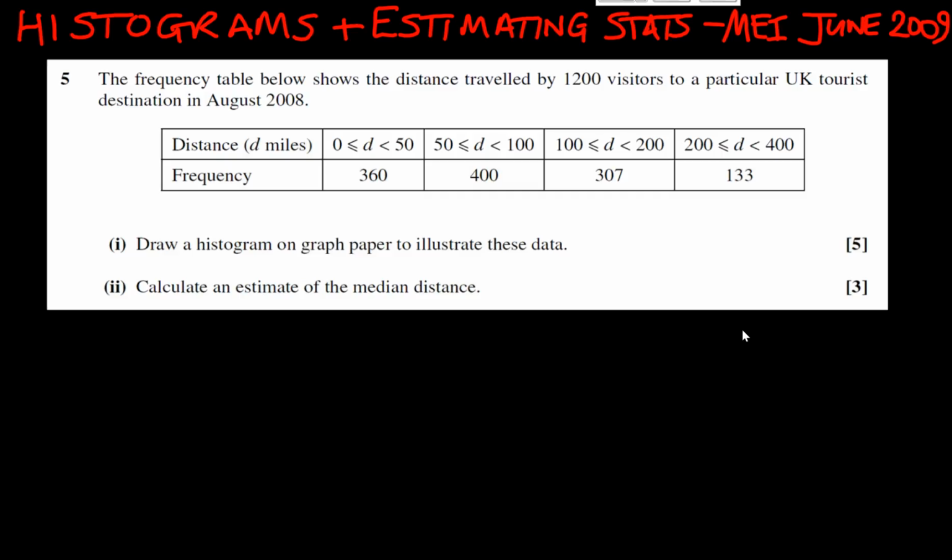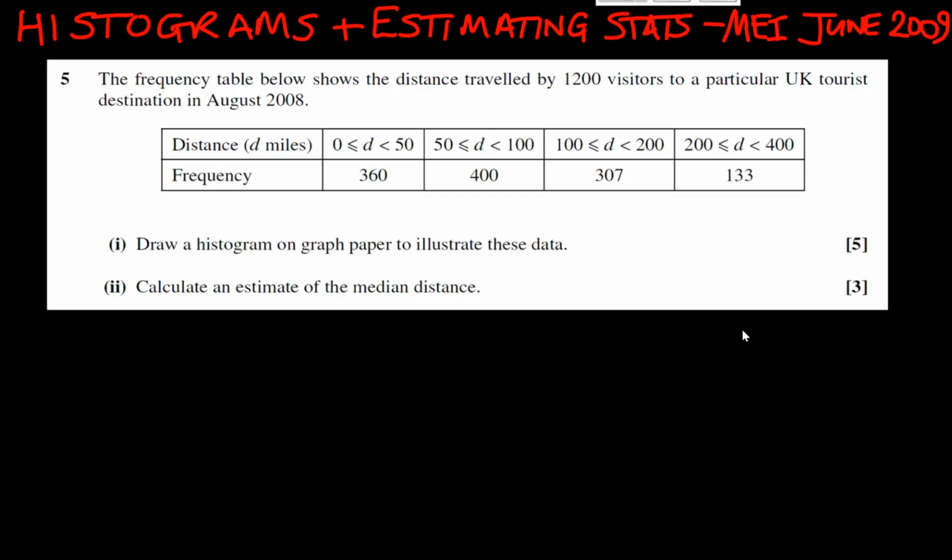Just to start off by making the point that histograms are not like bar charts in that they are about continuous data. There are no gaps between the bars. It's got a proper scale on the bottom, an axis which goes from a lower number to an upper number, and that's what we are going to be drawing.